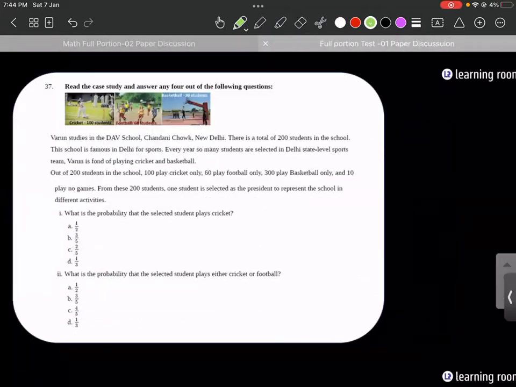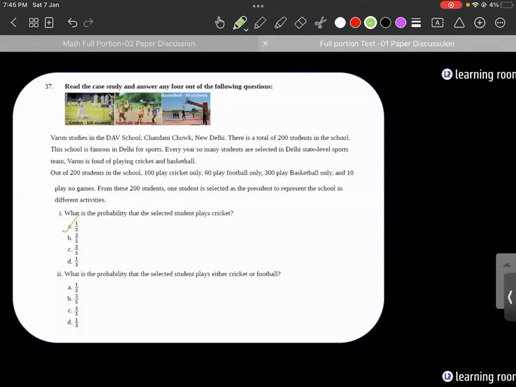So Arun studies in the DAV school, Chandni Chowk, New Delhi. There are 200 students. Out of 200 students, 100 play cricket only, 60 play football only, 30 play basketball only, and 10 play no games at all. From these 200 students, one student is selected as a president to represent the school in different activities. What is the probability that the selected student plays cricket?